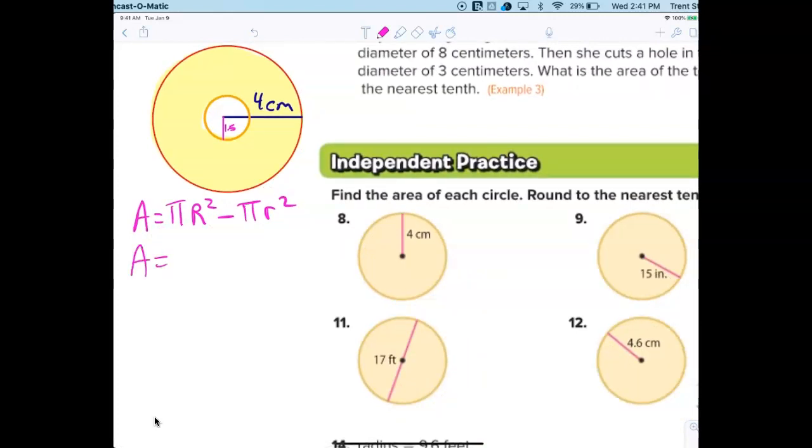What's the big radius, please? 4 squared. What's the small radius? 1.5 squared. Now everybody type that in on the calculator, please. The calculator will do all the operation for you. Just type it straight in. Harrison, did you come up with something?